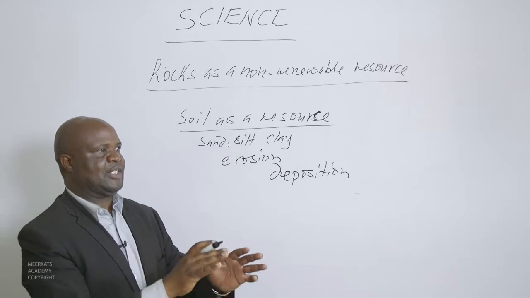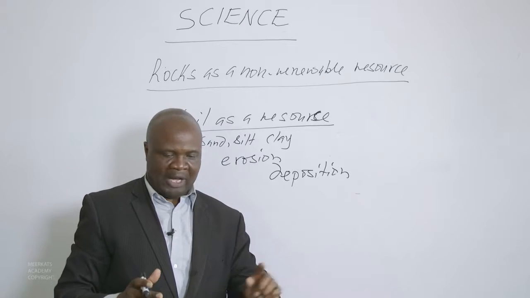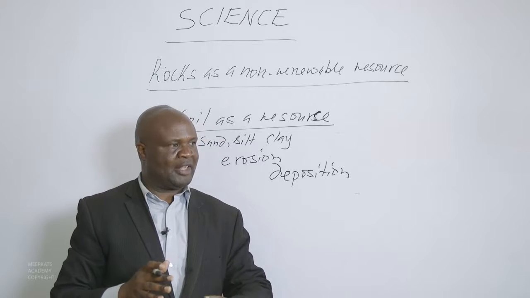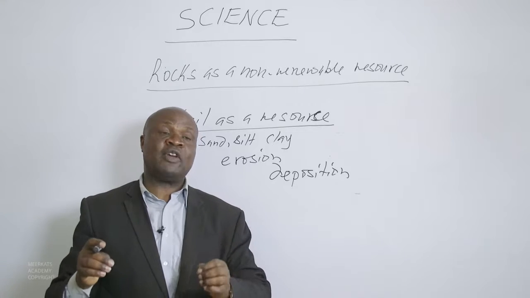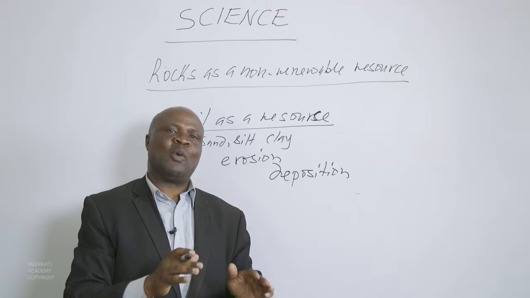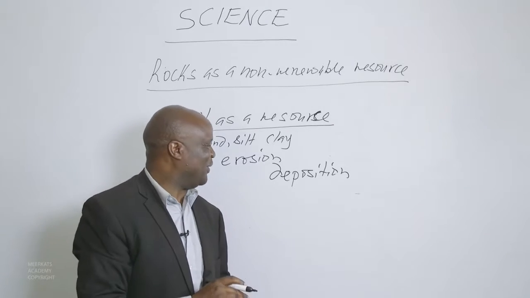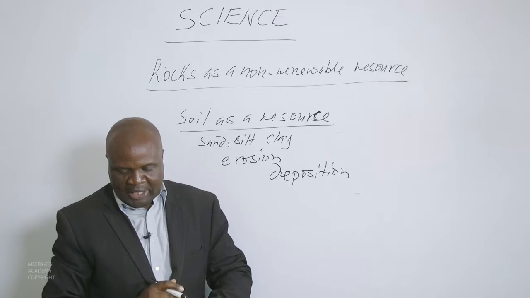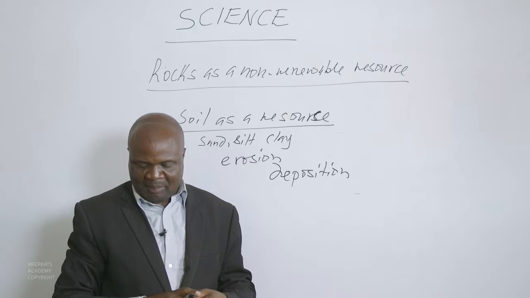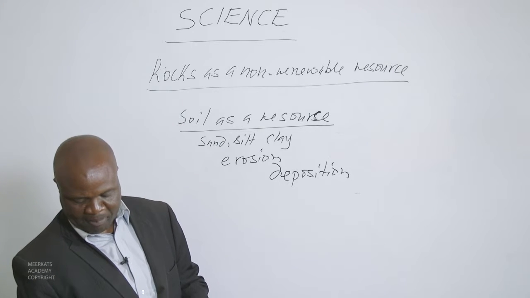When they are placed somewhere, they are dropped somewhere. After these particles are deposited by either ice, flowing water, or even wind, where they are dropped is what we call deposition. The deposited sediments, that is sand, silt, and clay, are added to the soil.